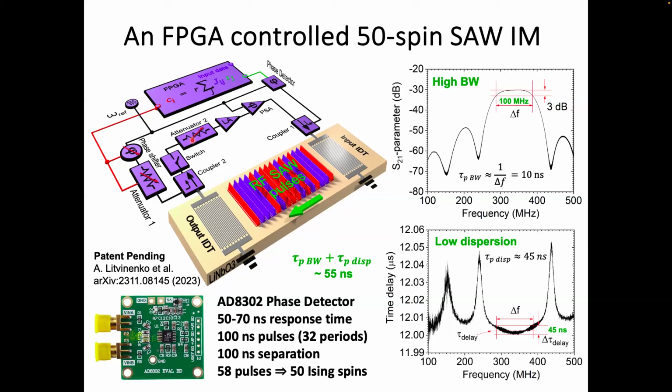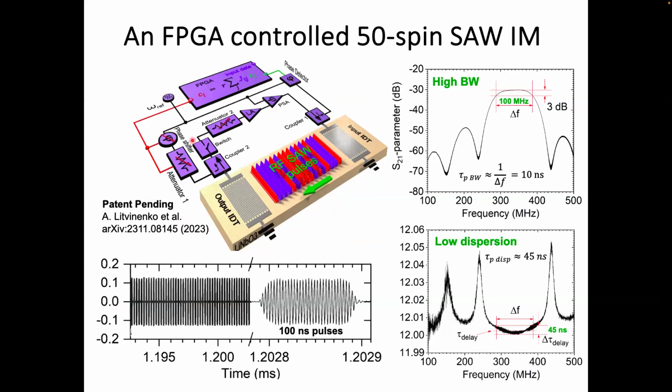That gets us 58 pulses. We're going to use 50 of those for Ising spins, and we allowed ourselves 8 buffer spins if the FPGA would be slow for some reason during the multiplication or something like that, but that was not an issue. But we're going to do a 50 spin Ising machine.